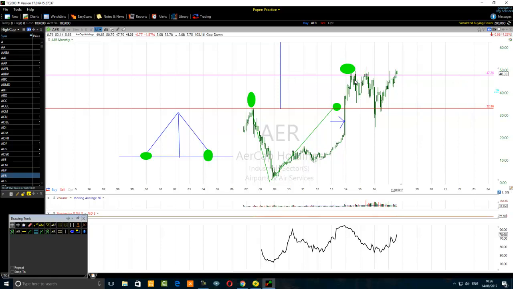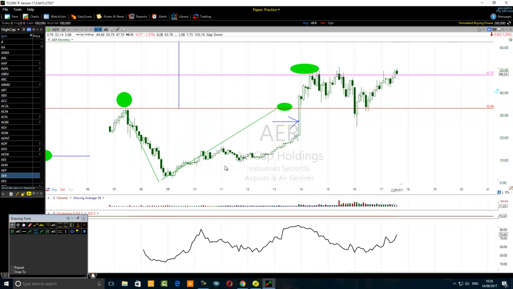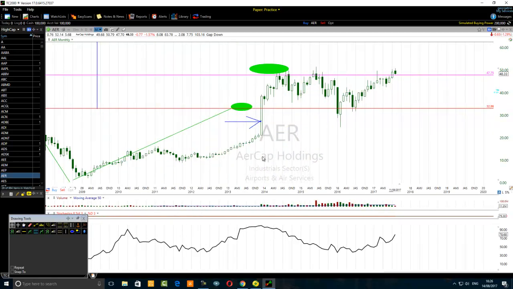This is the midpoint target here. And sometimes the price will consolidate between the cycle point and the midpoint target before breaking above it. This is the situation for this stock here. A bit of a difficult name, this is Earcapped Holdings, ticker AER.